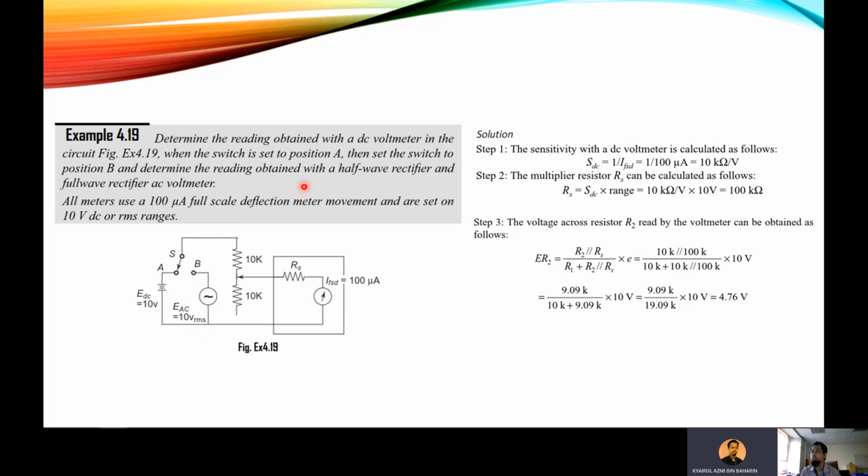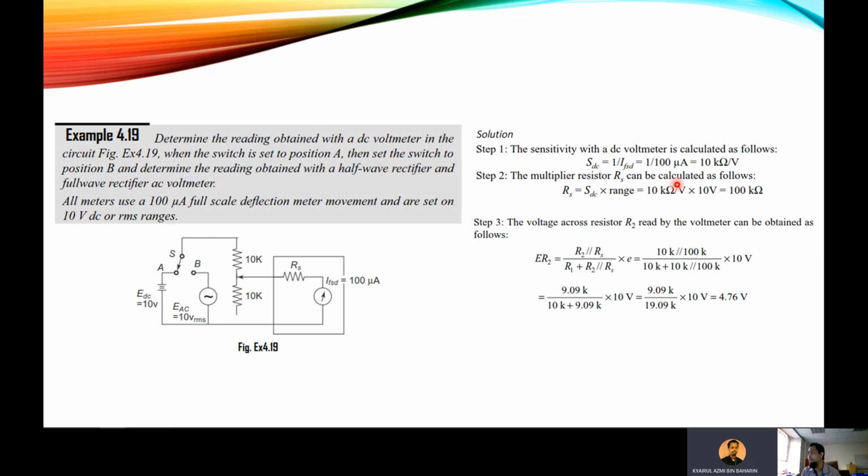And determine the reading obtained with a half wave rectifier and full wave rectifier. So the part here we convert into either half wave or full wave. Either we connect it with a single diode or a bridge rectifier diode. Okay, and this is the characteristic of the D'Arsonval meter movement. So let's look at the steps.